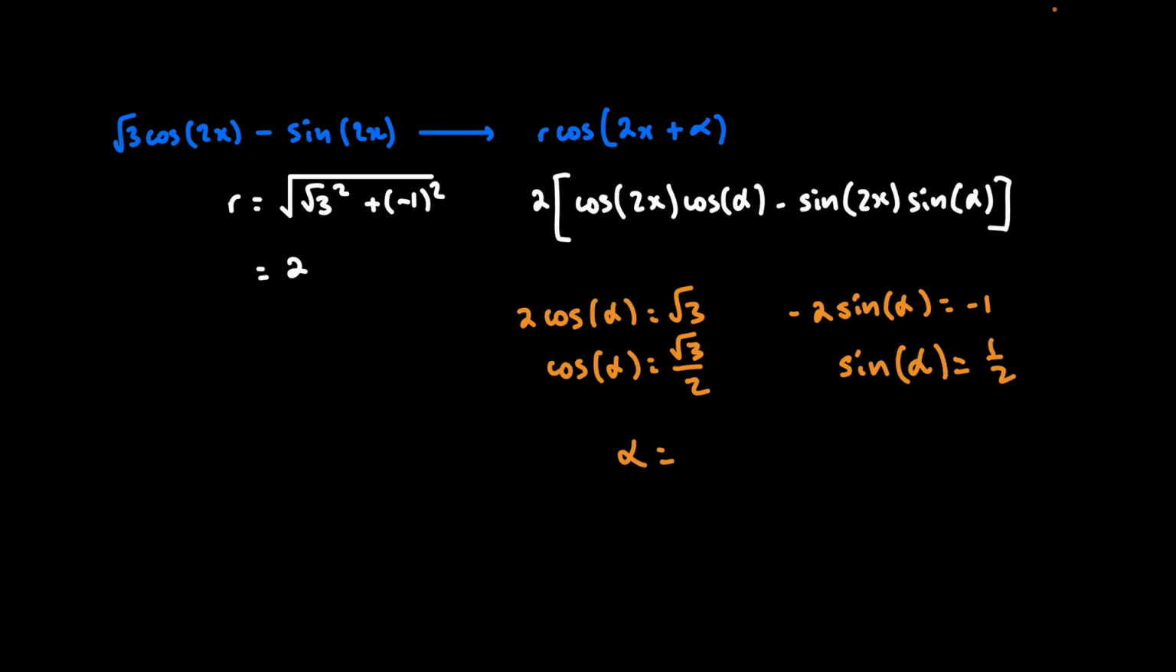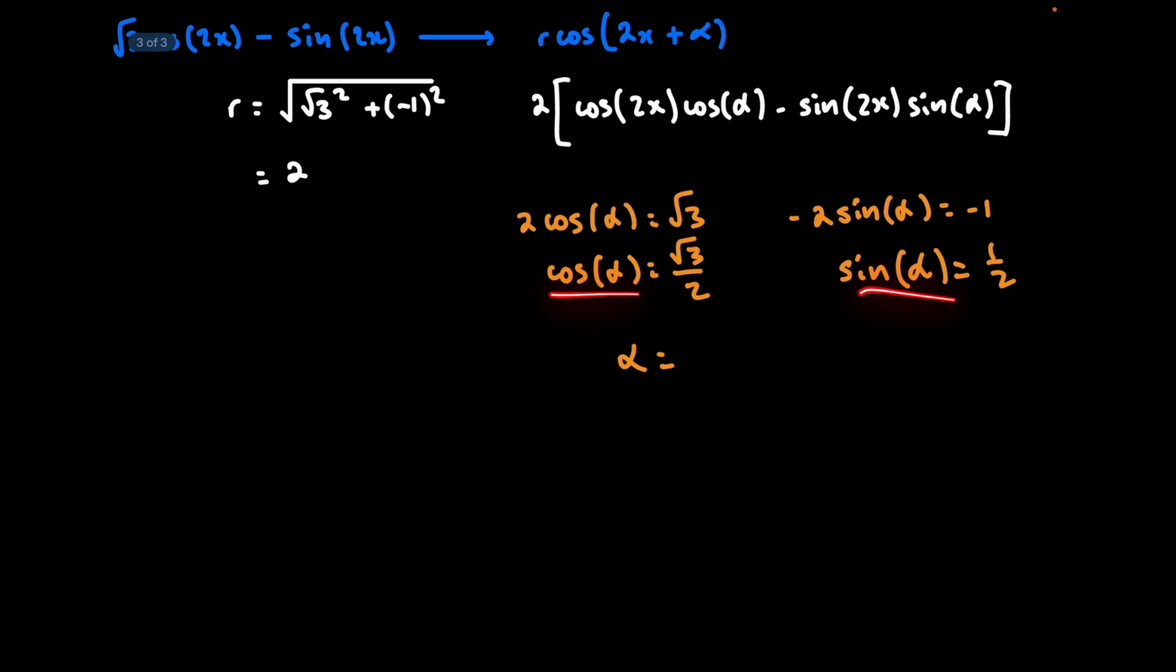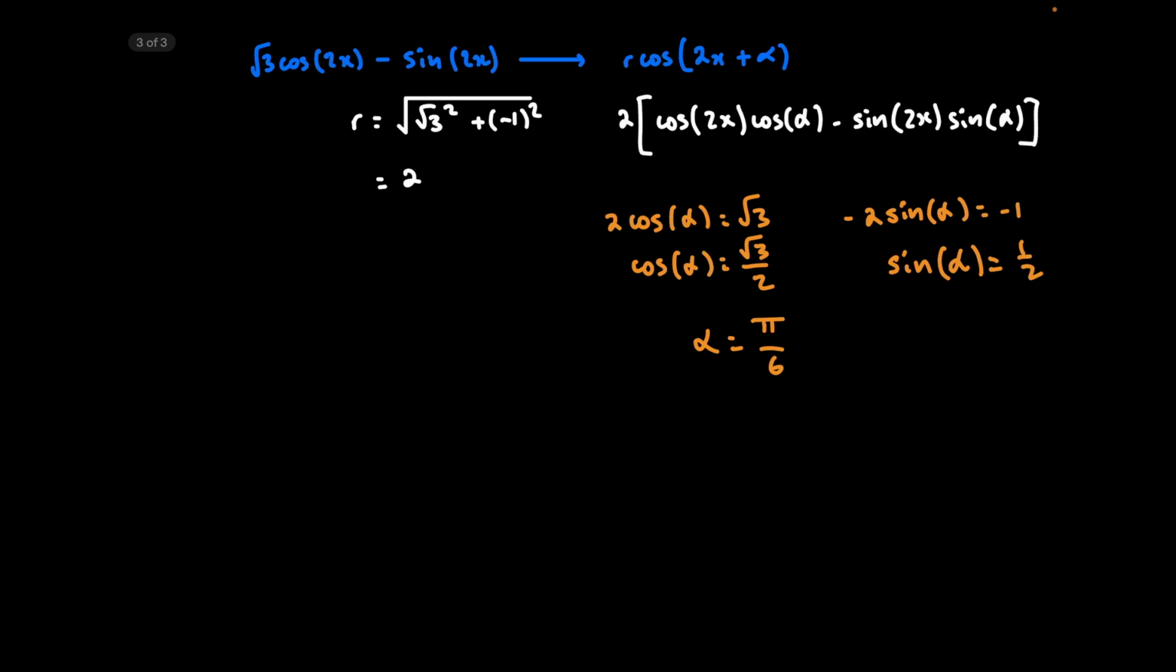And because we're in the first quadrant, since both sine and cos are positive, we can just evaluate either one of these for alpha. So what value for sine of alpha gives you positive a half? Well, sine of pi on 6 radians. So that is the value of alpha. So our final answer here, with the value of r and alpha, is just going to be 2 times the cosine of 2x plus pi on 6.